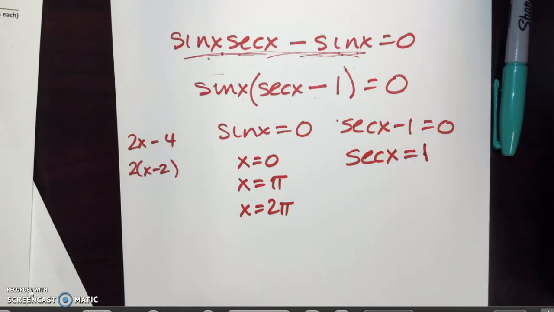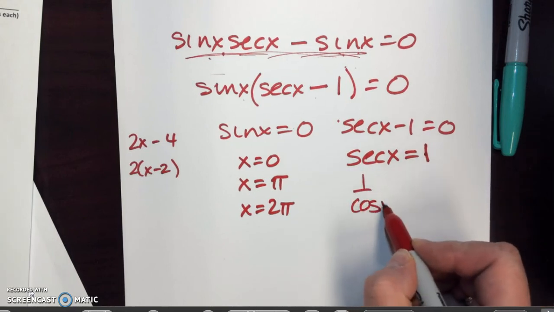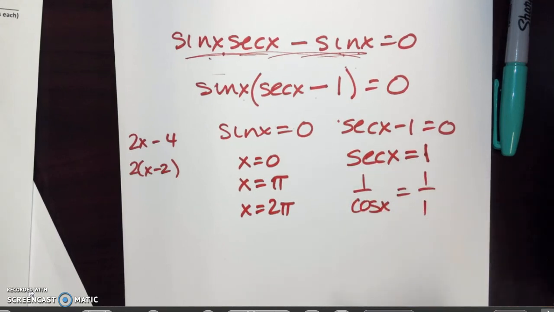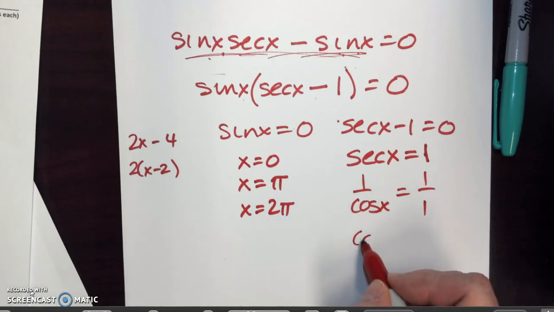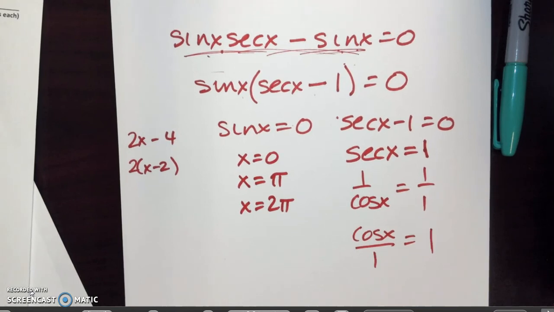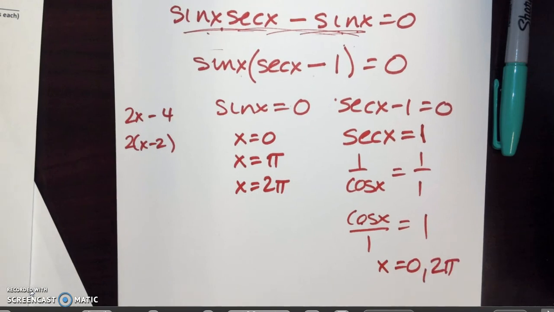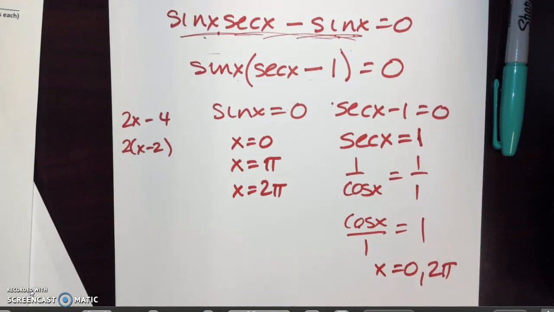For secant of x, it's going to be secant of x equals 1. And again, I'm going to flip both sides. This is 1 over cosine of x. This is 1 over 1. I'm flipping them. So I have cosine of x over 1 equals, oh good, same thing. And when does cosine of x equal 1? 0 and 2 pi.